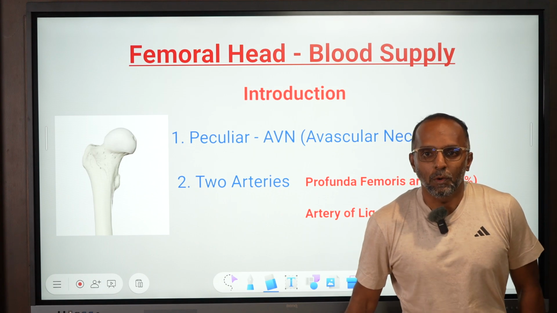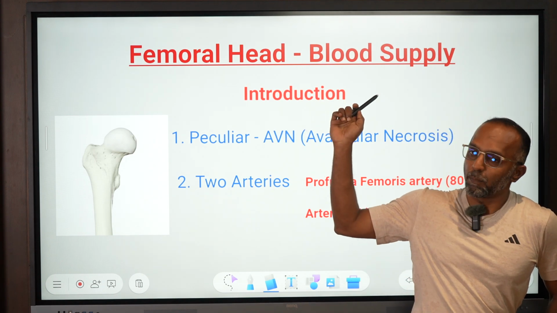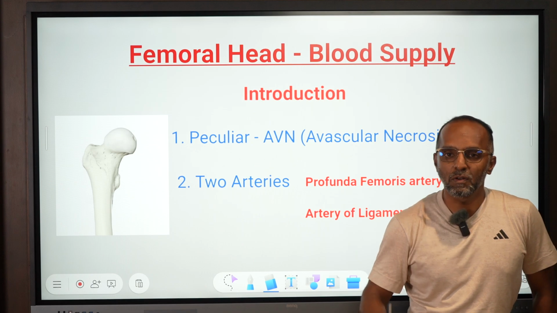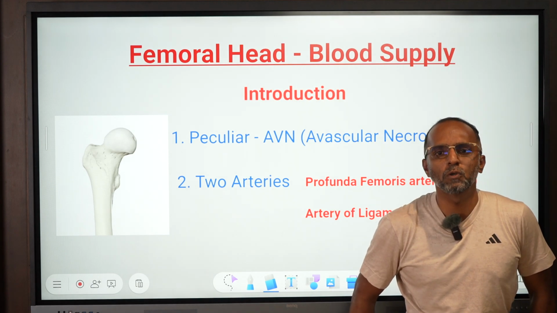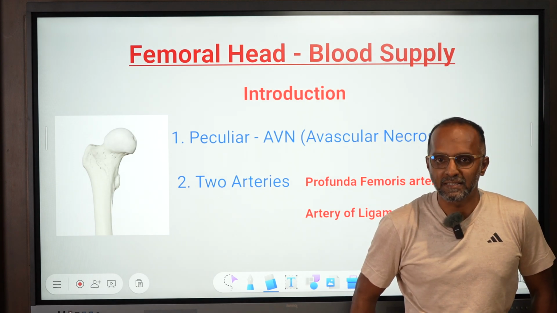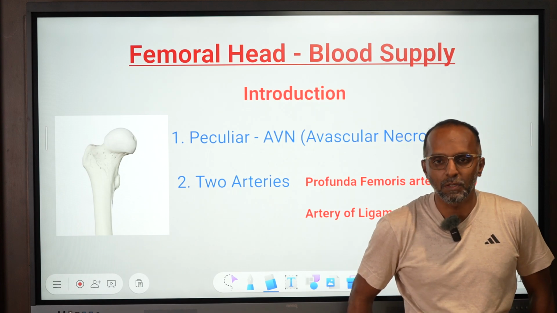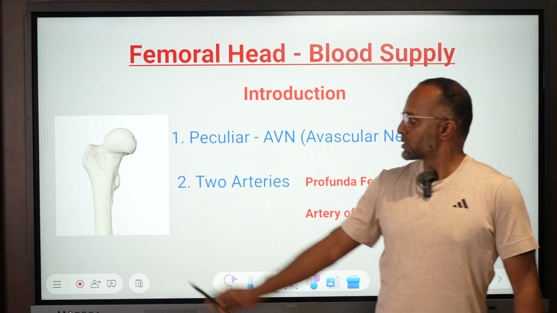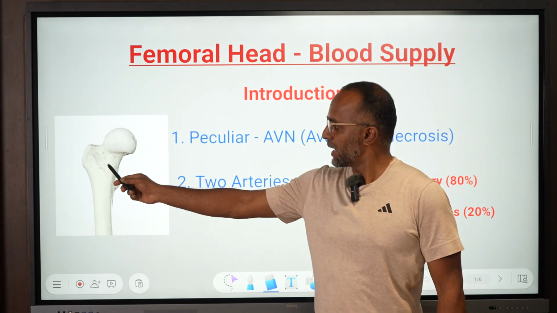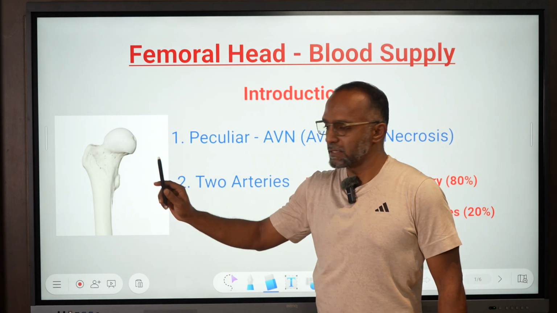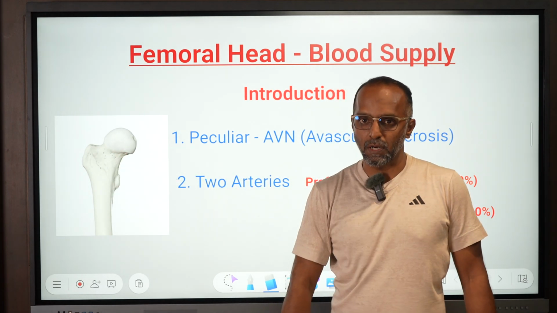Back. So today's discussion will be on the blood supply of the femoral head. This will be an important topic and it will most probably be asked in your theory examination, and it is important for both the MBBS students and the postgraduates. Okay, so this is the femoral head, neck, greater trochanter, lesser trochanter, and the shaft of the femur.